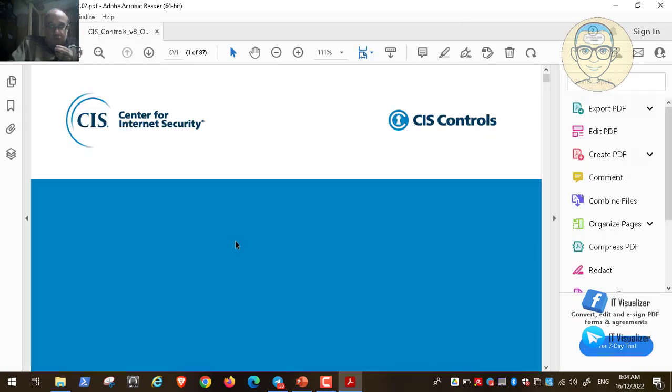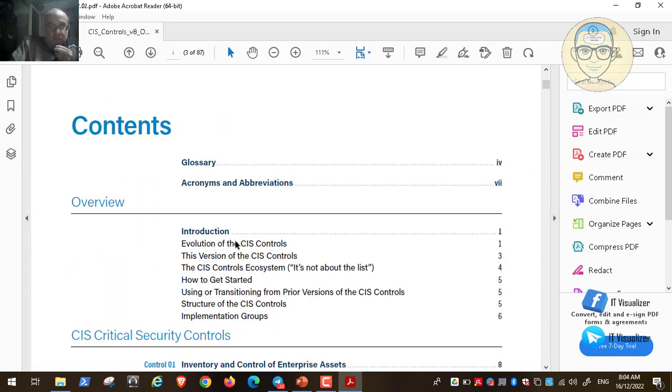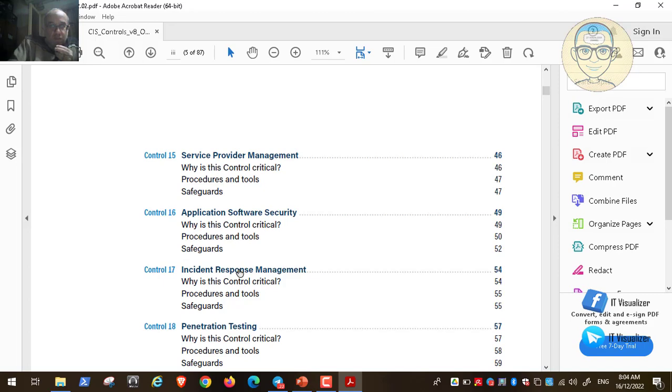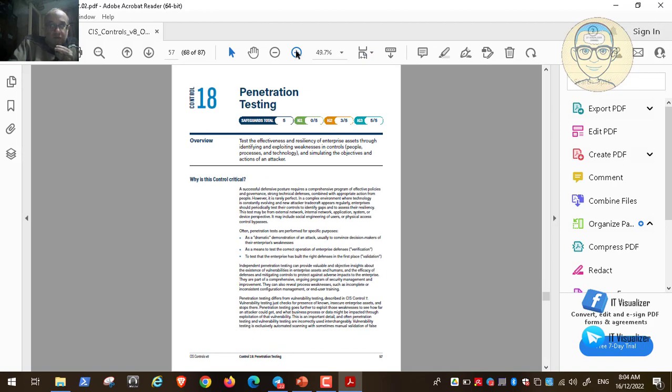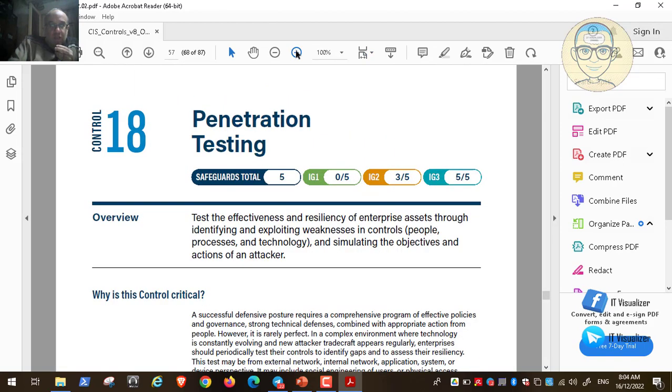This is the documentation. Let's go further and see what this point says. Penetration testing: test the effectiveness and resiliency of enterprise assets through identifying and exploiting weakness in controls, people, processes, and technology, and simulating the objectives and actions of an attacker. So penetration testing is an advanced point after vulnerability testing or vulnerability discovery.